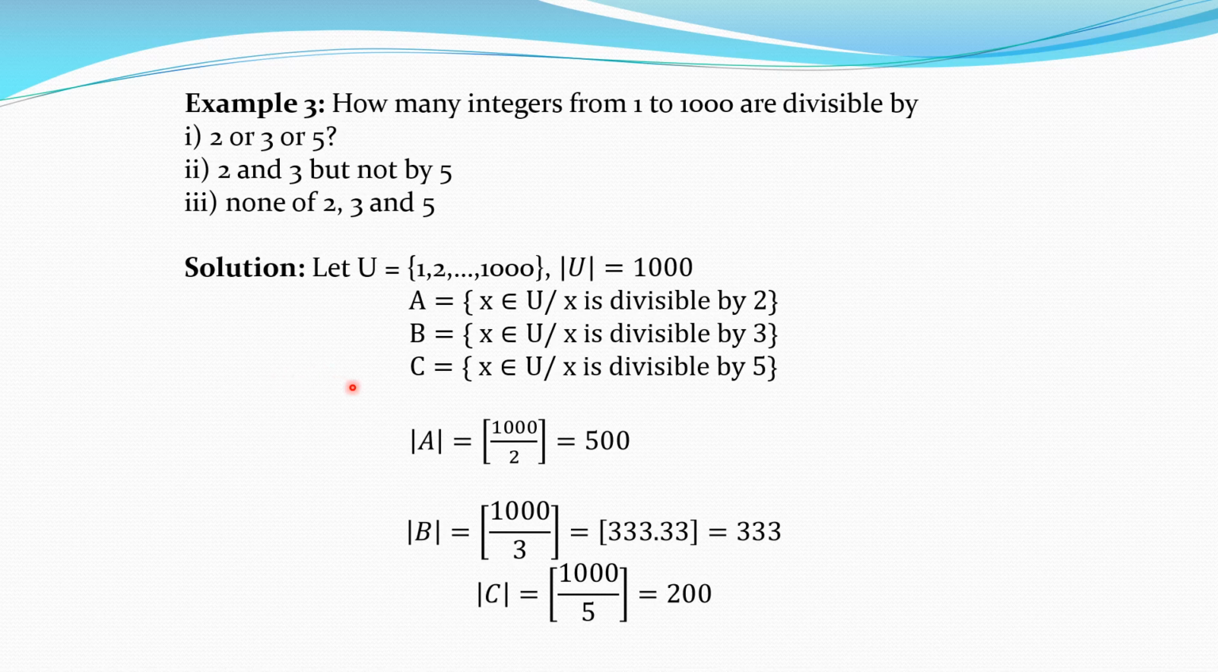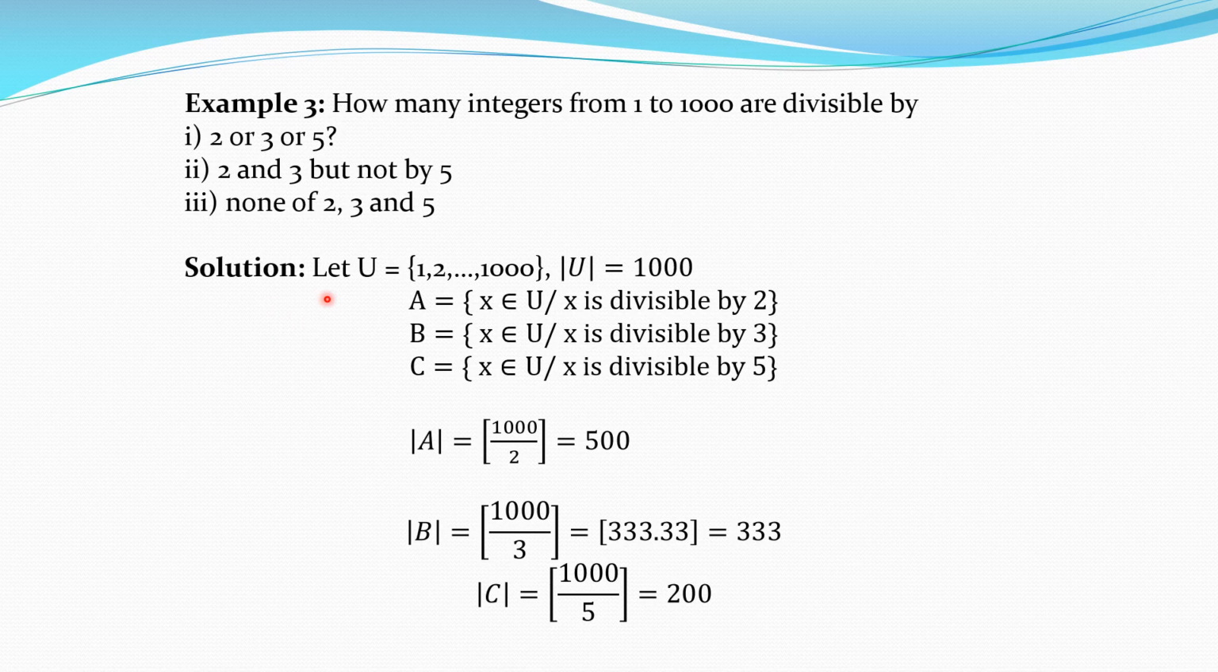Now C is the set of all elements x in U such that x is divisible by 5. So it contains the elements 5, 10, 15 and so on up to 1000. Now we want to calculate the number of integers from 1 to 1000 which are divisible by either 2 or 3 or 5. Means they are present either in A or in B or in C.